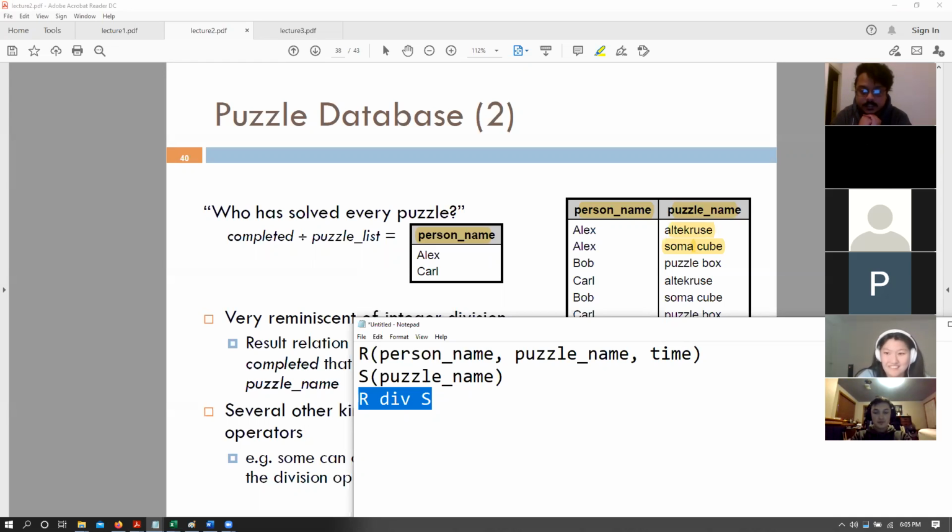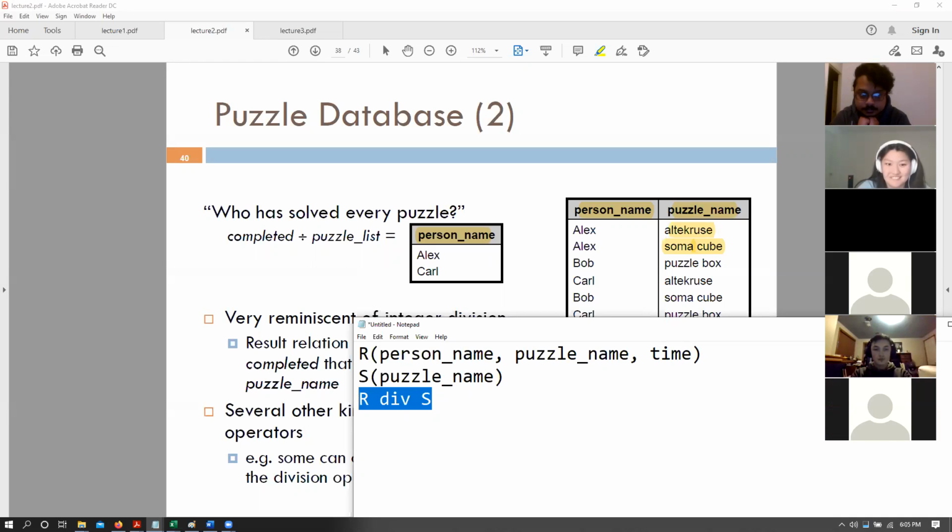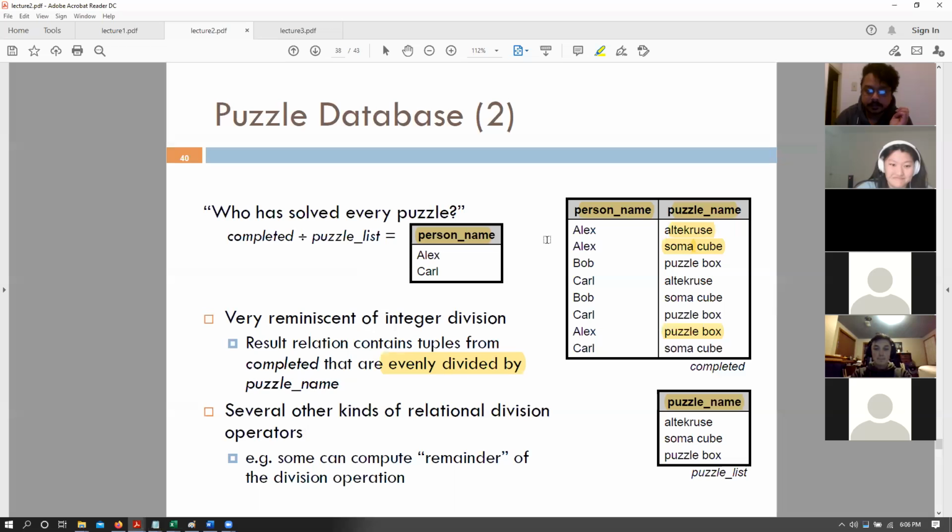That is the set of attributes that we would get. Yes. Person name and time. Exactly, right? Because we are removing all of the common attributes, and we just have the list of attributes that are not common across both. Okay.